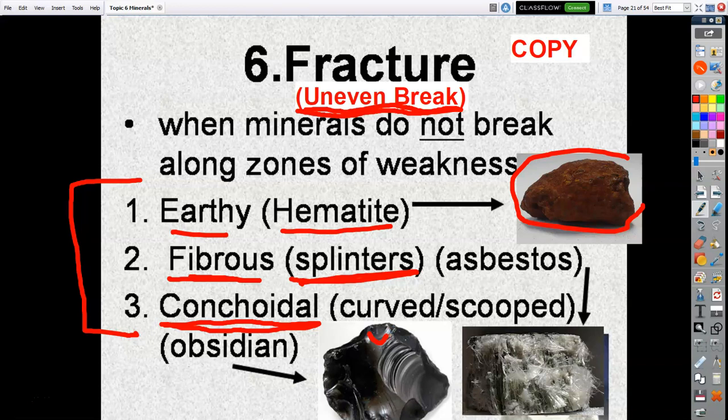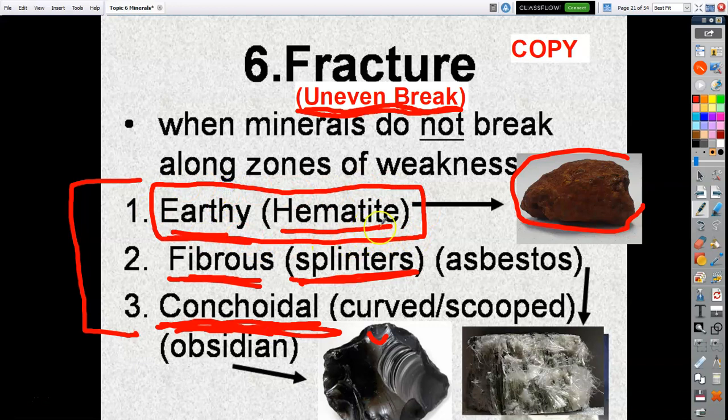Or clamshell. I usually refer to that. If you took a shell off the beach and flipped it over and you got that scooped effect on the inside of the clamshell. So that's what they call conchoidal fracture. So you've got earthy, fibrous, and conchoidal. Most common one's going to be this earthy one.